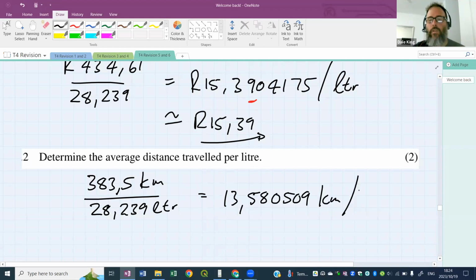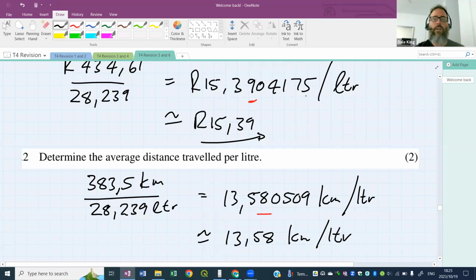Kilometers per liter. Don't forget your units. And we're going to round off. So we're going to look at the second decimal place, and we can see straight away that the second decimal is not going to change. So that is our final answer. Please show your units. You'll make Kia very happy if you always show your units.